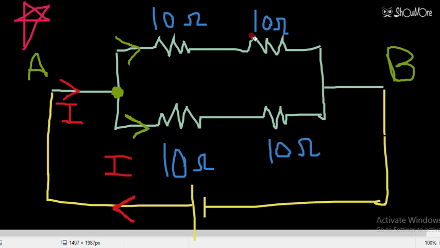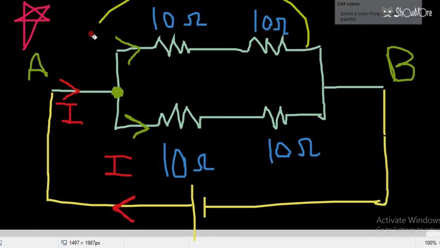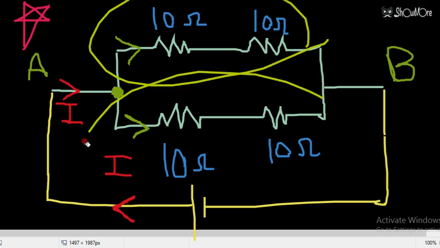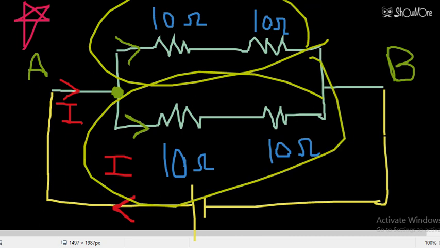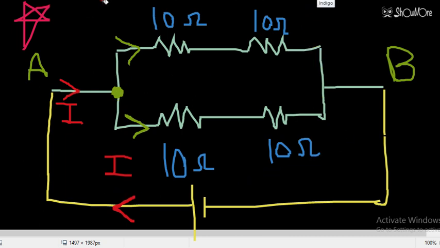But we know one thing, whenever the current is being divided, that combination is a parallel combination. So this upper combination is in parallel with the lower one, but there is something more in this circuit. Let's suppose the current flowing in the upper branch is I1 and the current flowing in the lower branch is I2.